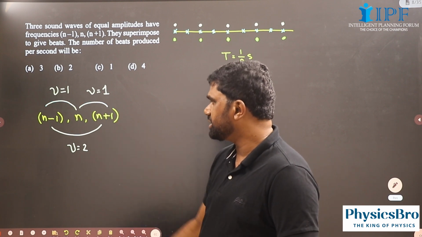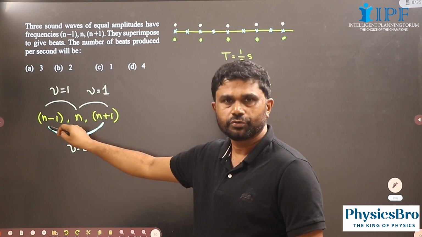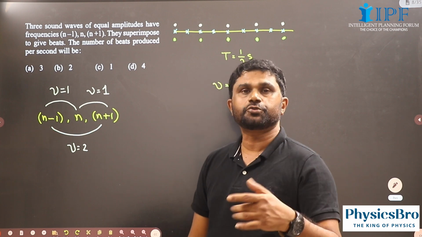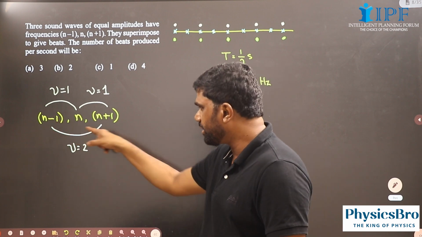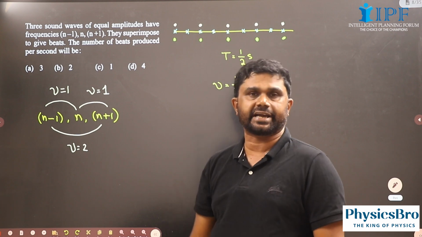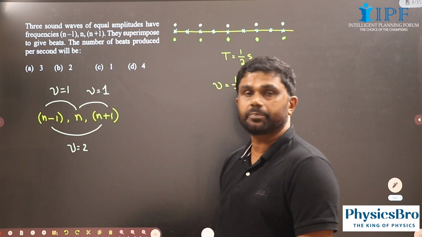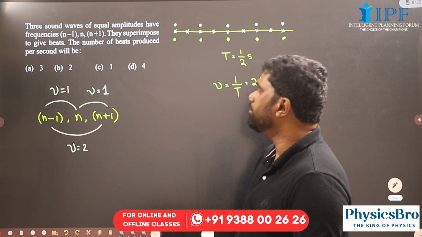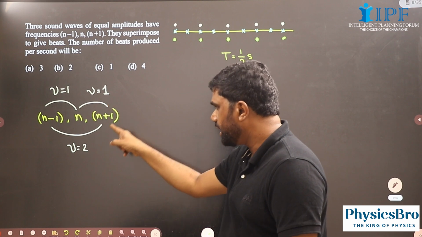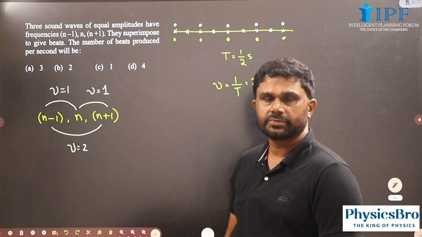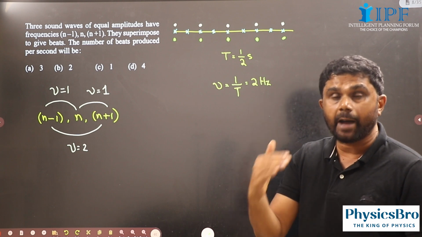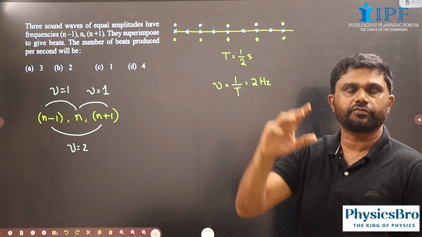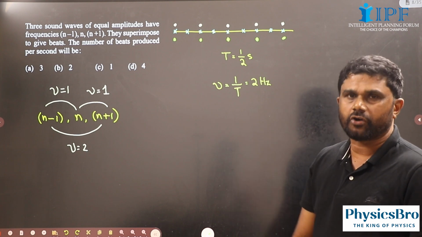But when you consider this pair, the difference is 2. So the beat frequency will be 2 and beat period will be 1 by 2, or 0.5 second. So this pair will produce a beat in every 0.5 second, and this will produce a beat in every 1 second. So at a certain moment, this pair and this pair together will produce beats. But all those beats will occur at the same instant. So we can hear a sound of high intensity, a louder voice.